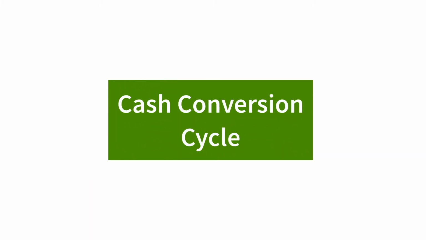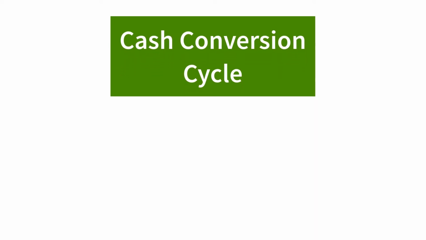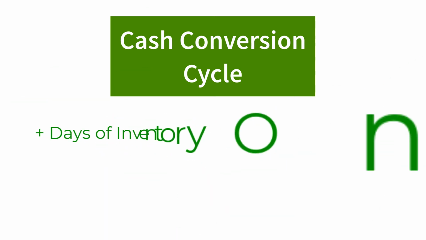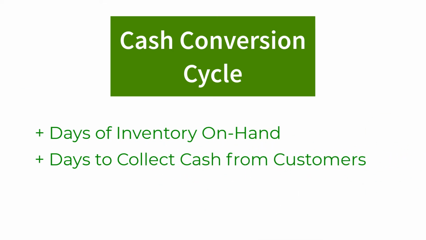Cash conversion cycle. This is one that you may want your accountant to provide for you instead of you trying to figure it out yourself. Here is the basic formula. You take the time that inventory is sitting on the shelves in terms of days, and then you add the time it takes to collect money from customers if you sell on account. Then you subtract out the time it takes you to pay your vendors.